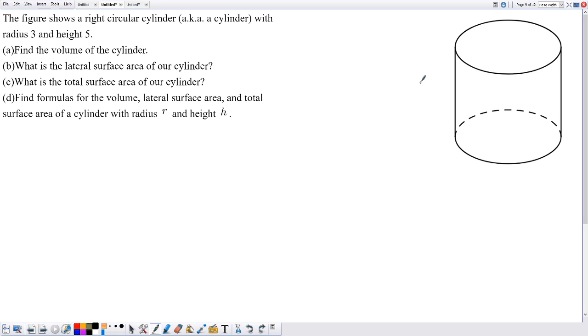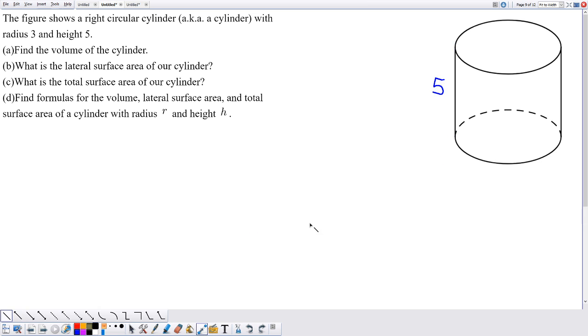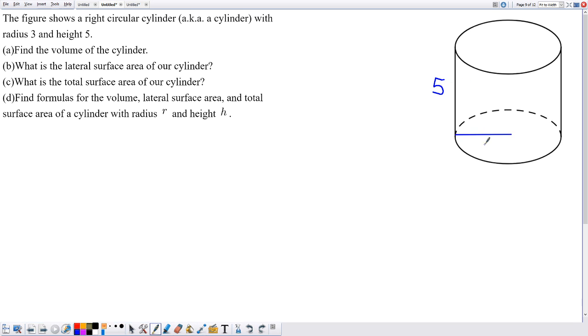So, that means this length here is 5, up and down, and the radius, going from the center to one of the outside points, has a length of 3. And I'll just label this point O. Find the volume of the cylinder.